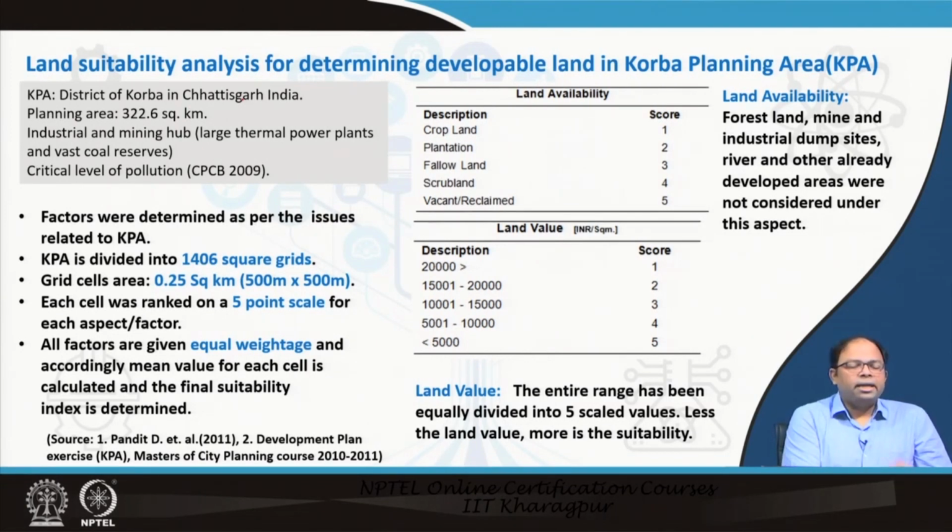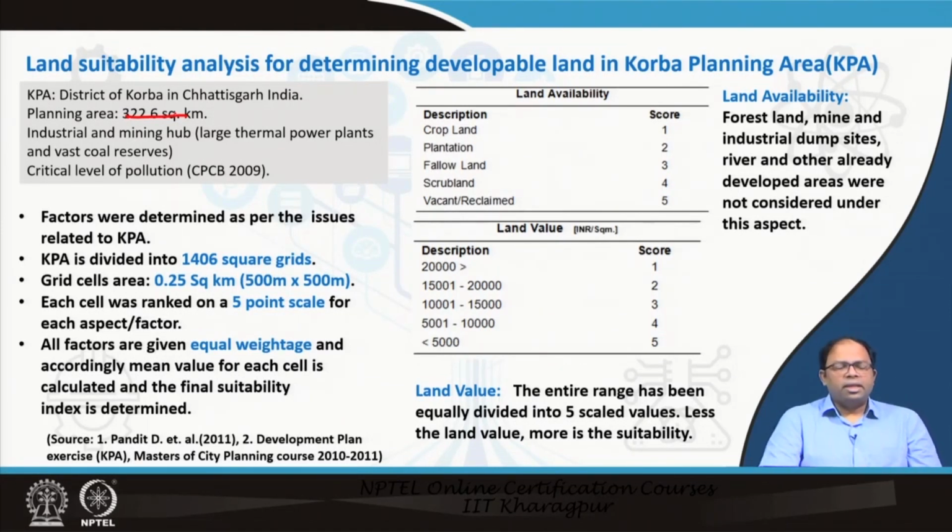The total planning area is around 322 square kilometers. It's an industrial and mining hub. There are a lot of thermal power plants in this particular area. There are vast coal reserves. When there are open cast mines, a lot of overburden needs to be taken out of the mine. That means all the material which is not coal has to be dumped, and then we keep on digging, and when you do that, a lot of area is taken up, and when you have thermal power plants, they generate lots and lots of pollution.